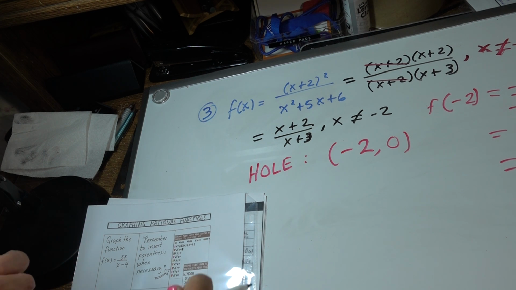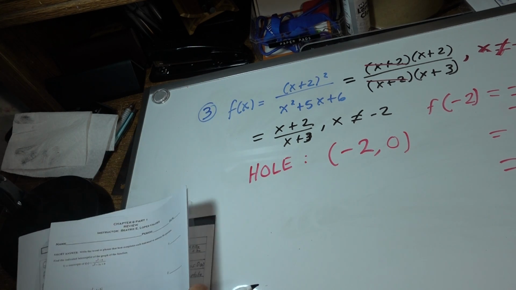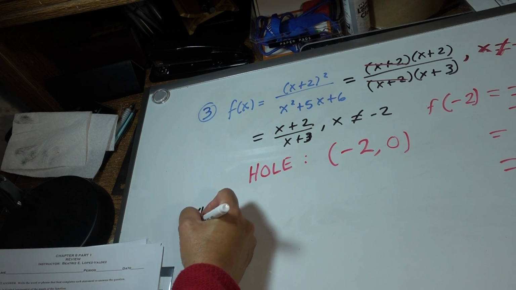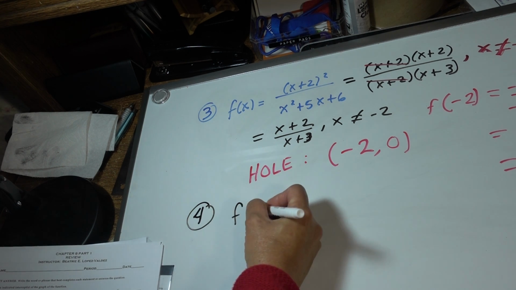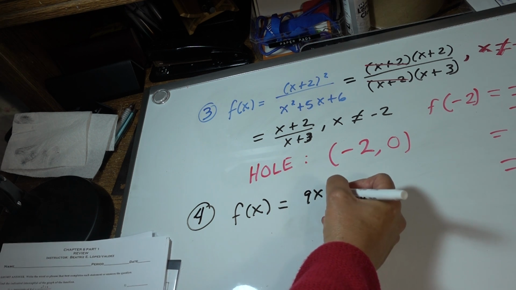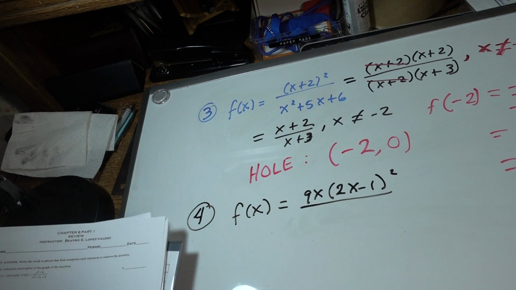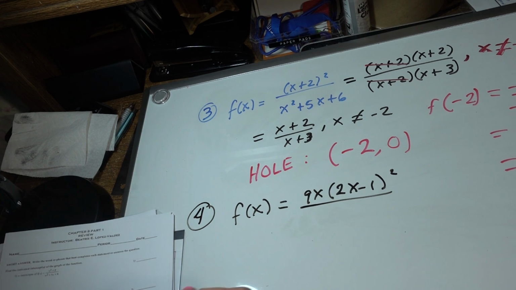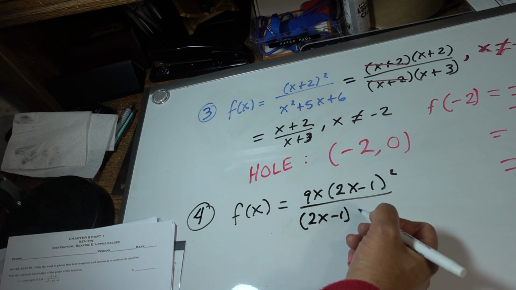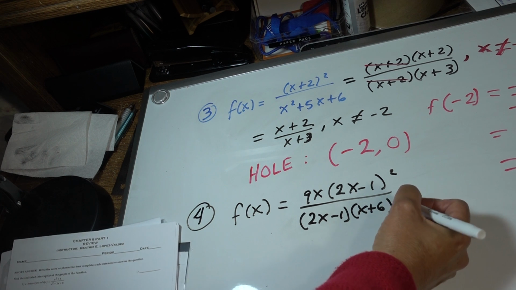I said I'm going to solve also number 4. This looks a little bit different, and number 5 is similar to number 4. So number 4 is f of x equals 9x times 2x minus 1 squared over 2x minus 1 times x plus 6 times x minus 9.